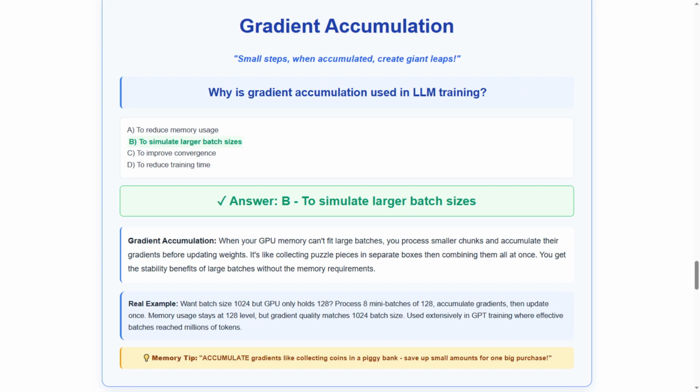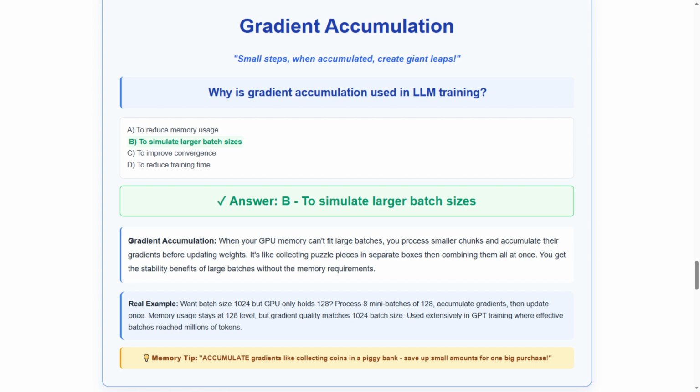Why is gradient accumulation used in LLM training? A. To reduce memory usage. B. To simulate larger batch sizes. C. To improve convergence. Or D. To reduce training time. The correct answer is B. To simulate larger batch sizes.